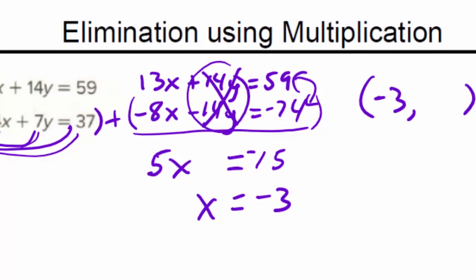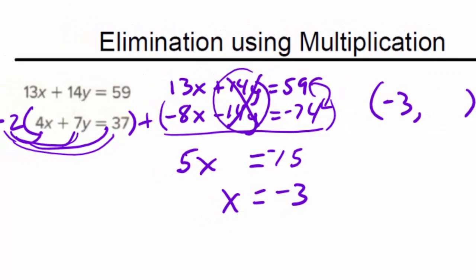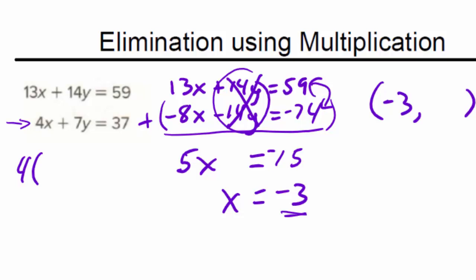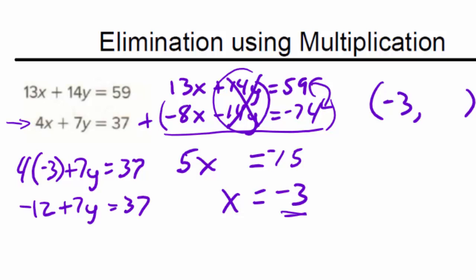I have to solve for the other half, which is the y value. Now, when I go to solve for the y value, I want to put this -3 in place of x. But I want to go back to one of the original equations. If you look at the bottom one, it appears to have the least amount of work involved, so I'm going to substitute it there. So in place of that x, I'm going to put my -3, plus 7y equals 37. Continue to simplify, so -12 plus 7y equals 37.